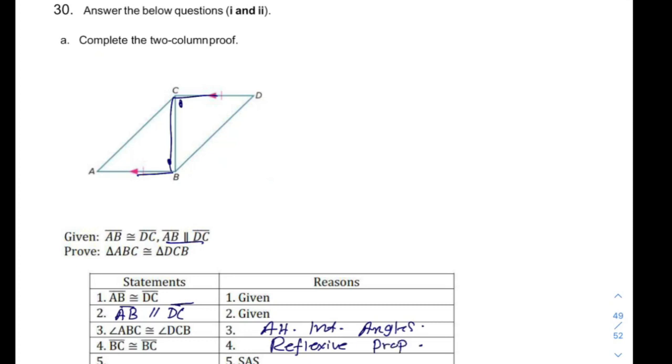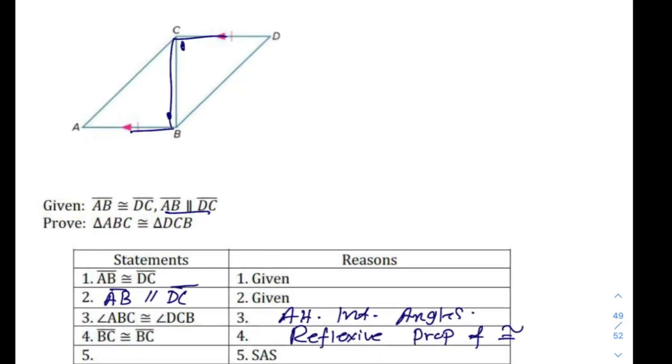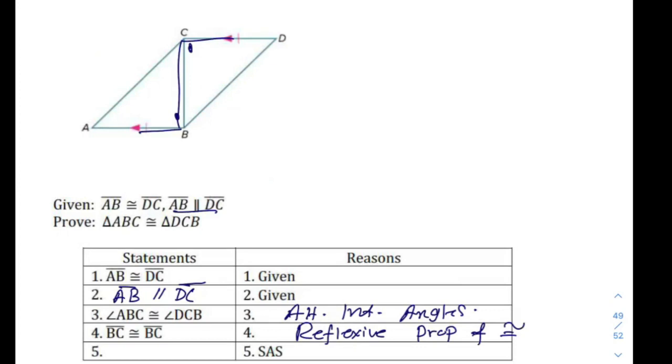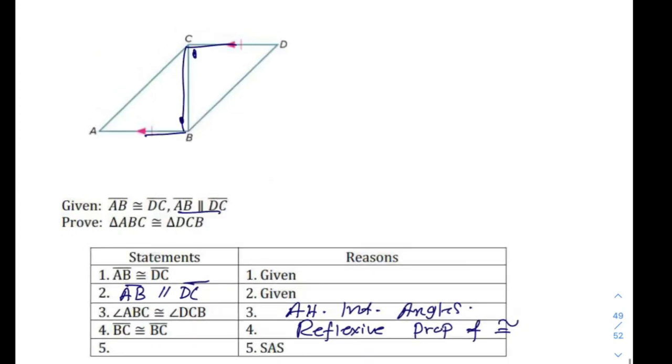property of congruence. Finally, we have to mention the triangles. Since he mentioned that it is ASA, we will write the triangles in the right order. So we will copy: triangle ABC is congruent to triangle DCB, and this is exactly the statement needed to be proven.